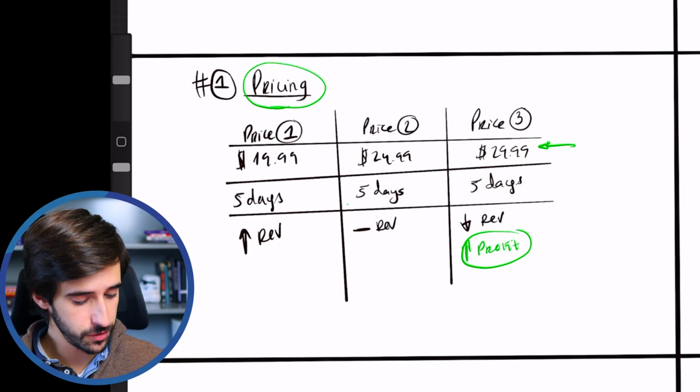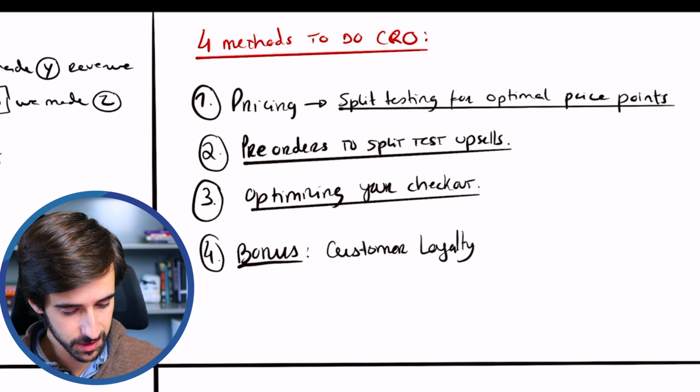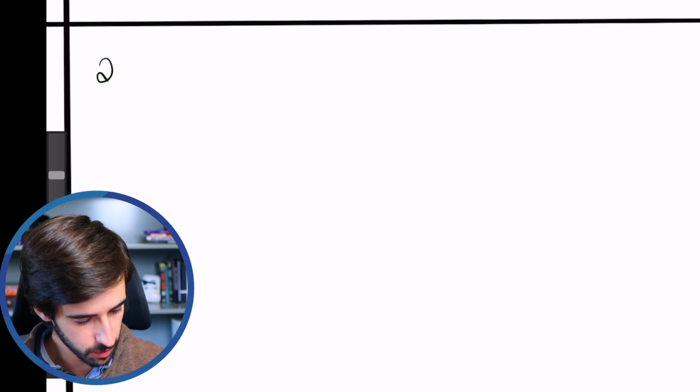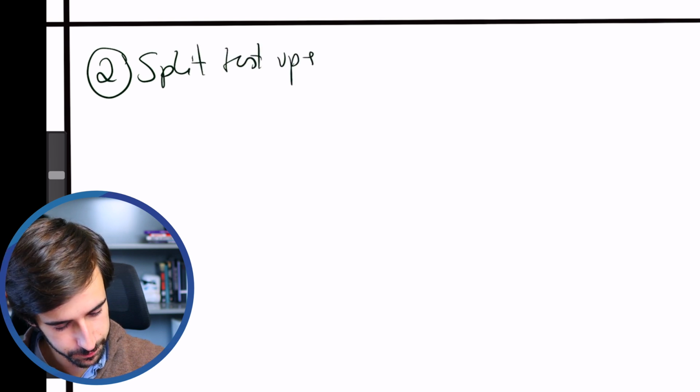Now that we know how to split test pricing, it's time to have a look at pre-orders to split test upsells. So number 2, we're going to split test upsells. What a lot of people do is they'll set up pre-orders and they'll charge for pre-orders to see how many people would be interested in a product that is still not for sale without having to actually ship the product. If the product doesn't do well, they usually just refund the customers that paid for the pre-order, cancel the product, and test a new one that meets their criteria.